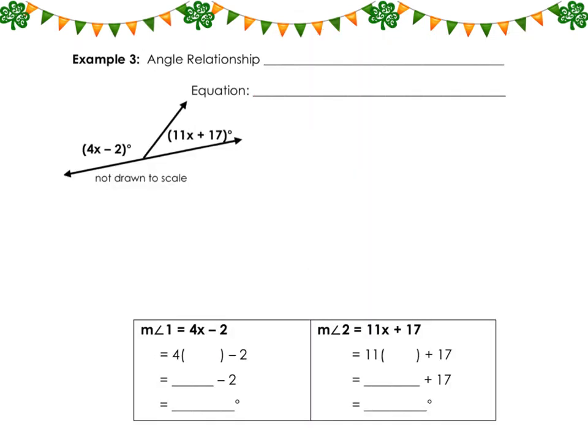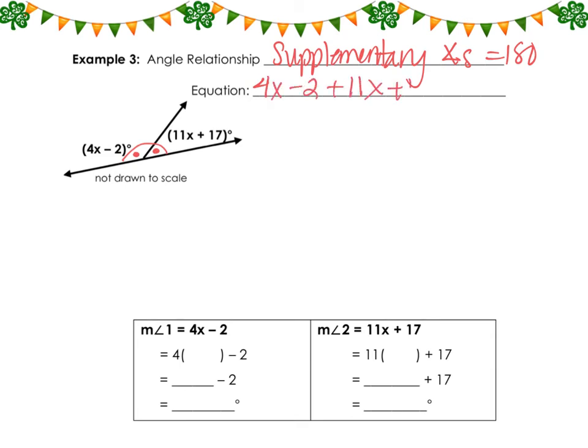All right, so let's look at number 3. Here the angles again are adjacent, but they make a straight angle, so that equals 180 degrees. When they add up to 180 degrees, we say that they are supplementary angles. Equals 180, so my equation would be the two angles: 4x minus 2 plus 11x plus 17 equals 180.